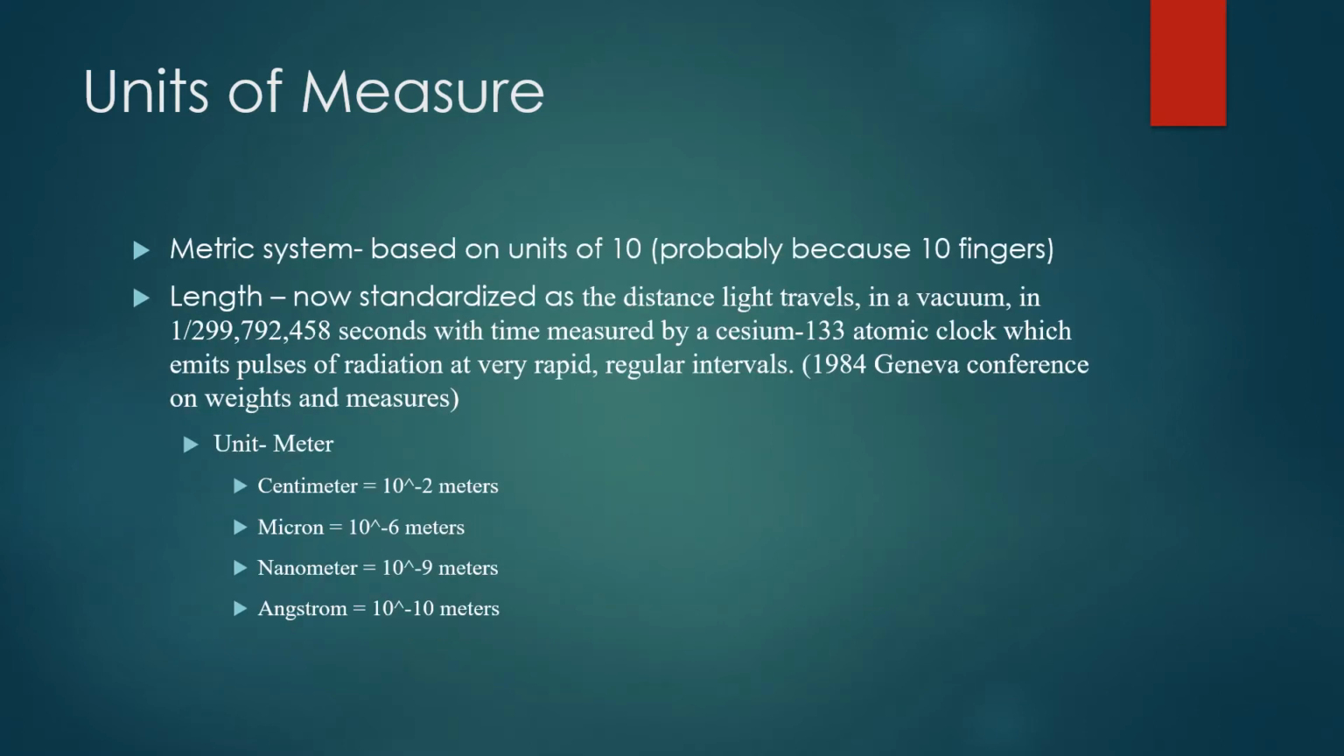Okay, so let's talk about some bases for our units of measure, the base units. First off, this is based on the metric system, based on units of 10, probably because we had 10 fingers. Still have 10 fingers. Length, a unit of length. It's now standardized as the distance light travels in a vacuum in 299,700.